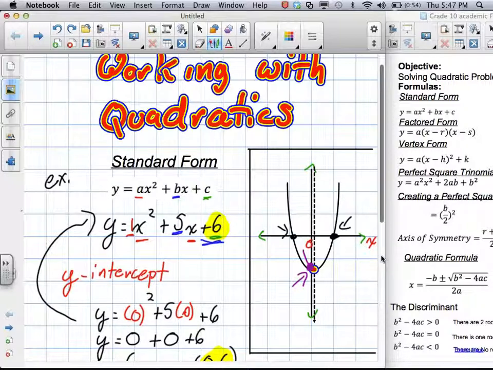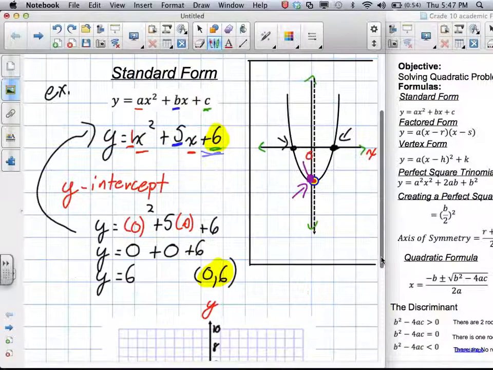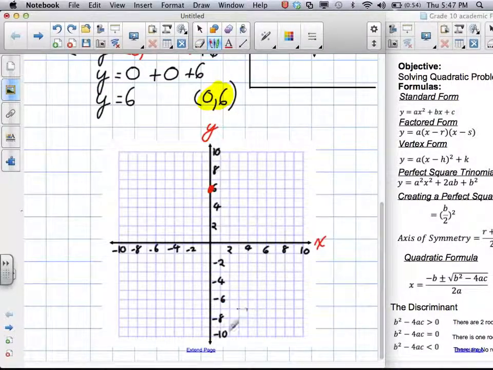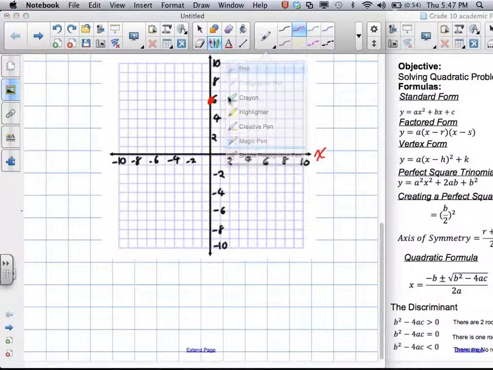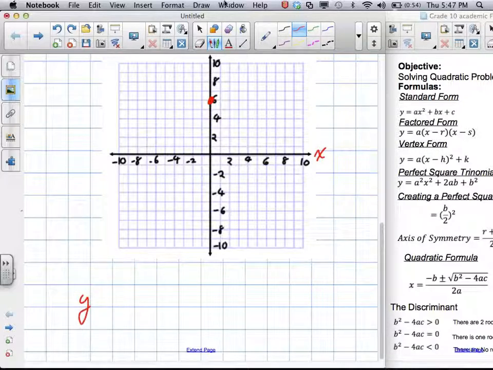So now what we're going to do is work with standard form, and turn it into what we call our factored form over here. Okay? So our original question was y is equal to x squared plus, oh no, plus 5x. What am I saying? y = x² + 5x + 6. Yeah. Okay.